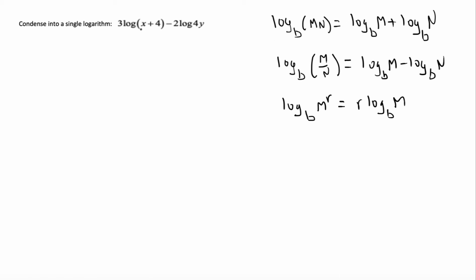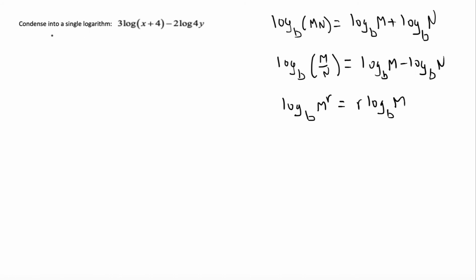So what's the first thing we notice here? The first thing we notice is the minus sign, so that means we want to use the quotient rule. We're going to start with this one and work our way to the left. But there's one thing you've got to remember: what about this 3 and this 2 here?